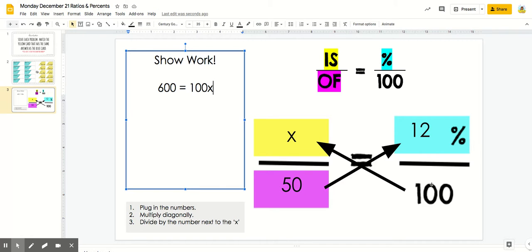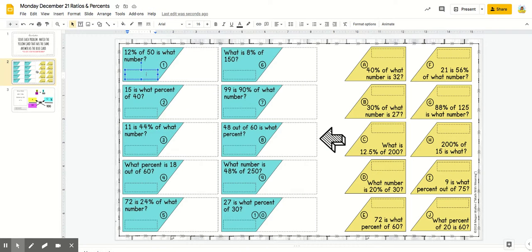Now that I have this set up, I can read what it says down at the bottom. Divide by the number next to the X. So I can divide both sides by 100. When I do 600 divided by 100, I get 6. 100 divided by 100 is 1, or I can simply just leave it at X. So my answer for number 1 would be 6. So I can put that in the box.